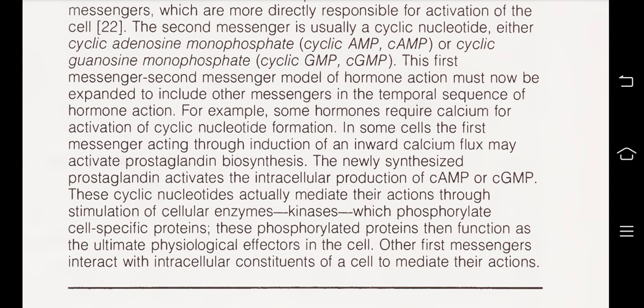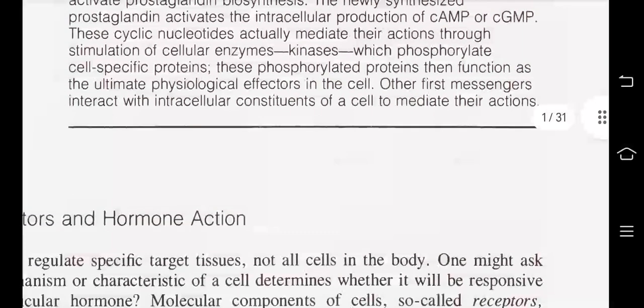In some cells, the first messenger acting through induction of an inward calcium flux may activate prostaglandin biosynthesis. The newly synthesized prostaglandin activates the intracellular production of cAMP or cGMP. These cyclic nucleotides actually mediate their actions through stimulation of cellular enzymes, kinases, which phosphorylate cell-specific proteins. These phosphorylated proteins then function as the ultimate physiological effectors in the cell. Other first messengers interact with intracellular constituents of a cell to mediate their action.